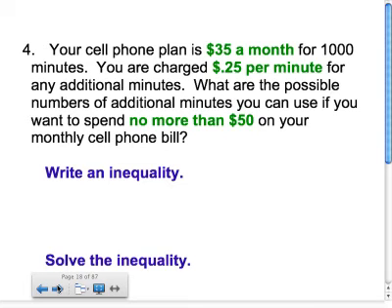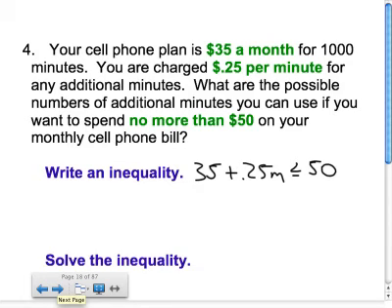All right, just a couple story problems to finish up here. Number 4 says your cell phone plan is $35 a month for 1,000 minutes. You are charged 25 cents per minute for any additional minutes. What are the possible numbers of additional minutes you can use if you want to spend no more than $50 on your monthly cell phone bill? A lot going on here, but long story short, you're paying $35 up front no matter what, plus 0.25, we'll call it m, for every minute over 1,000, and we do not want that to go any more than 50, so it's got to be less than or equal to 50.